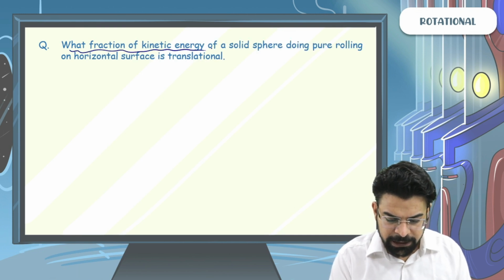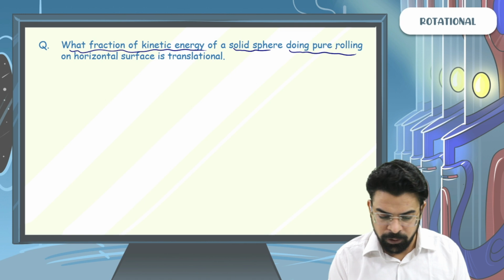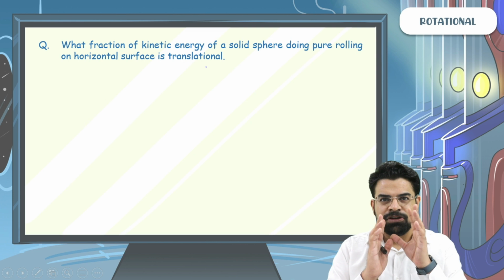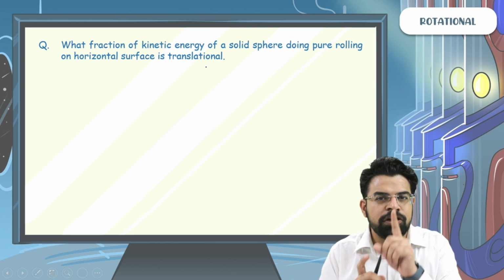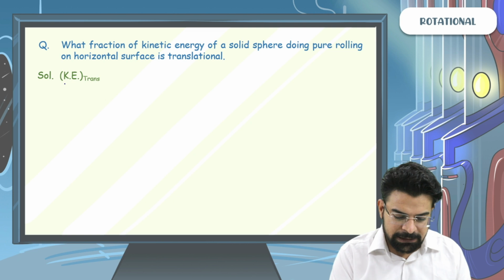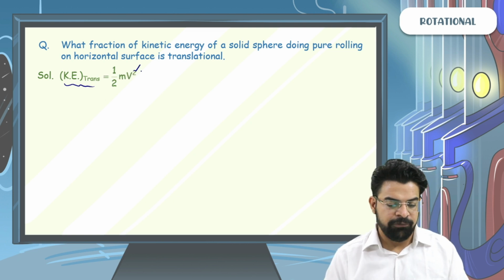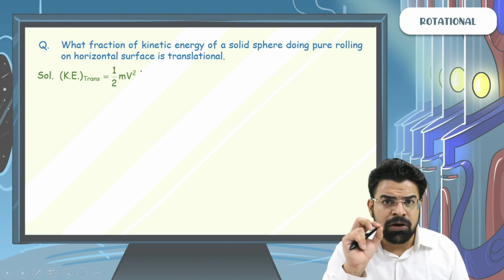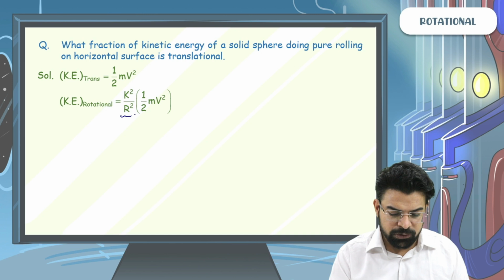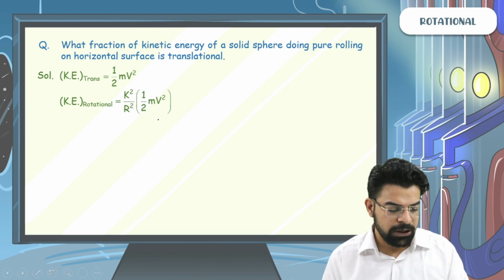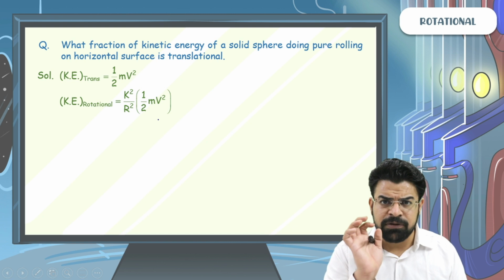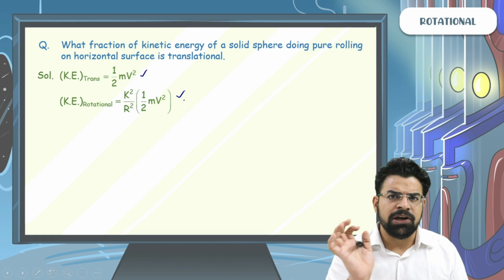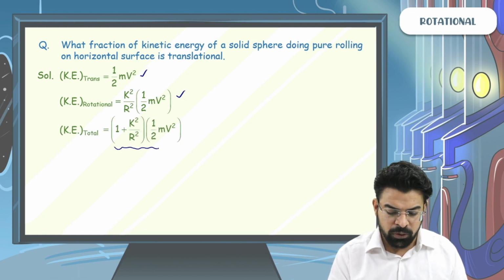What fraction of kinetic energy of a solid sphere doing pure rolling on a horizontal surface is translational? So we know that for a solid sphere, the value of k square by r square is 2 by 5. We can say that the translational kinetic energy will be half mv square. For a circular body doing pure rolling, the rotational kinetic energy will be k square by r square times half mv square. And the total kinetic energy, which will be the sum of translational plus rotational, will be 1 plus k square by r square into half mv square. So this will be the total kinetic energy.